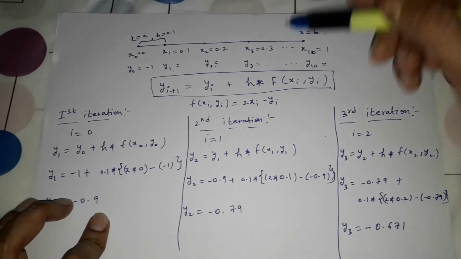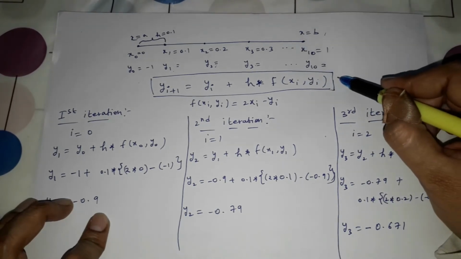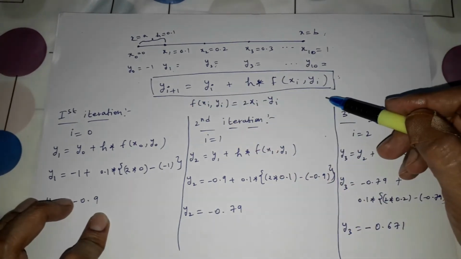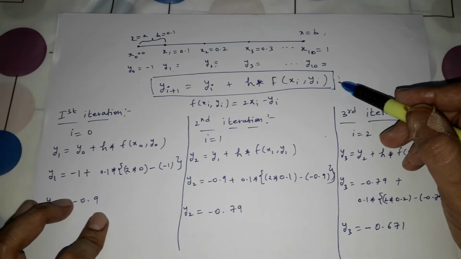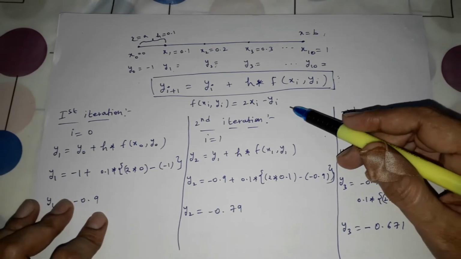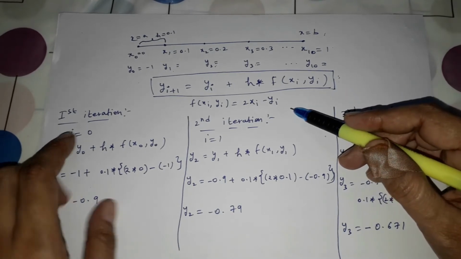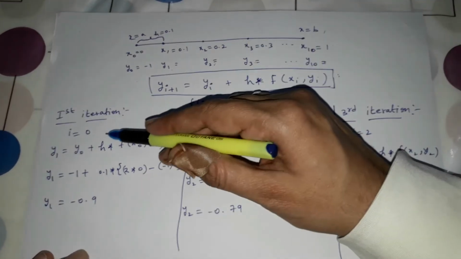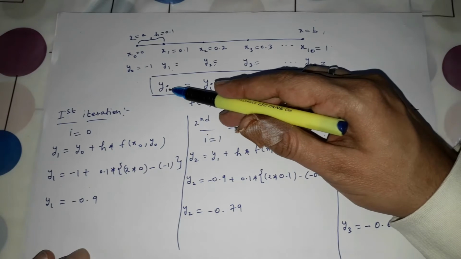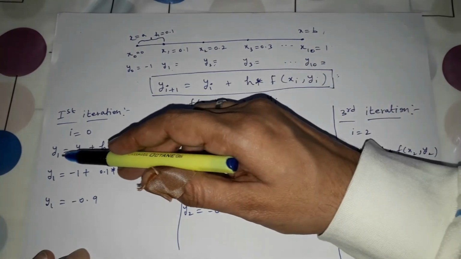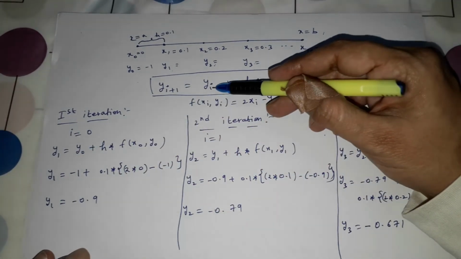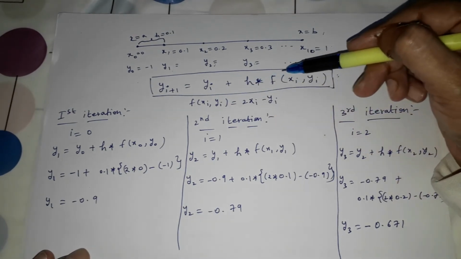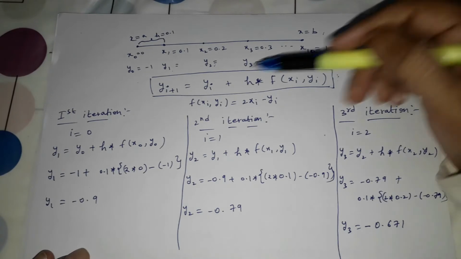Okay, so let's apply Euler's solution. This is the approximate solution to any problem. Okay, so this is an iterative method. In the first iteration, put i is equal to 0. When you put i is equal to 0, you will get y(i+1), that is y1, is equal to y0 plus h times f of x0 comma y0.